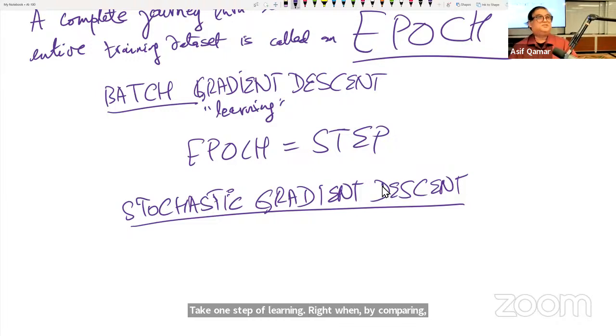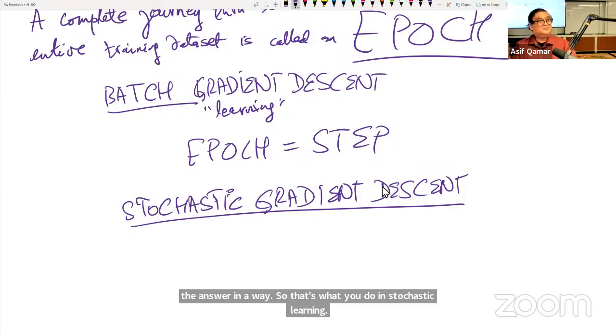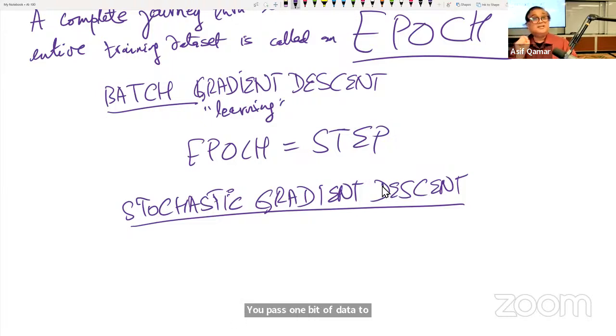So the intuitive picture is, guys, have you taken quizzes in which the moment you answer a question, you're allowed to see the answer right then and get feedback? That is a stochastic quiz, if you want to understand stochastic learning, because you just saw the answer. So that's what you do in stochastic learning. You pass one bit of data through the machine, you look at what answer it gives, y hat, compare it to y, you get your loss, and then you do a gradient descent step of learning.